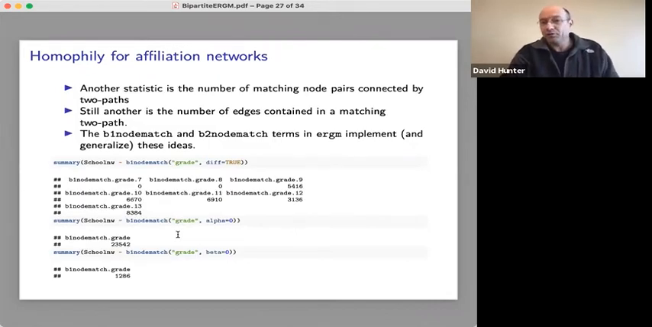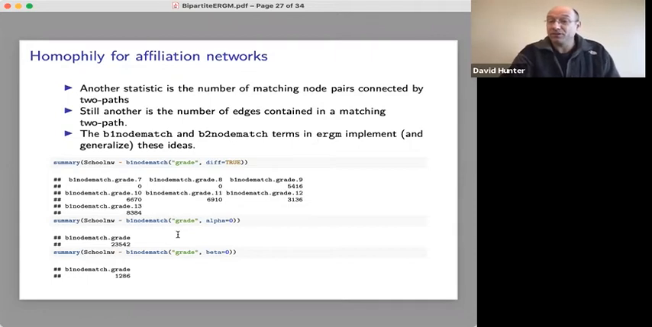You might also think about different ways of trying to capture homophily. Perhaps we could just look at all of the node pairs that are connected via some two path that happen to match. Let's just look to see whether two nodes are connected by any two path and that they match. Another way of thinking about homophily is to look at all of the edges in the network and see how many of them are contained in some two path that involves matching edges.